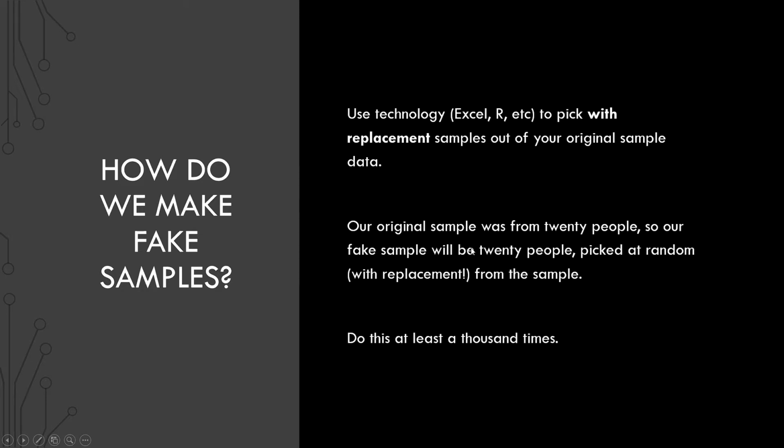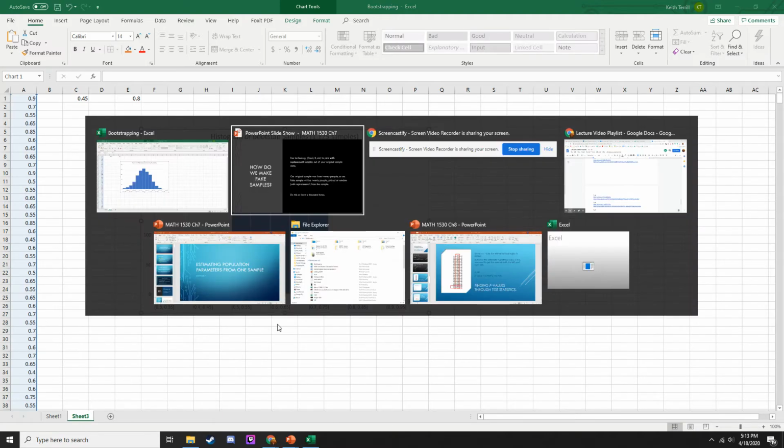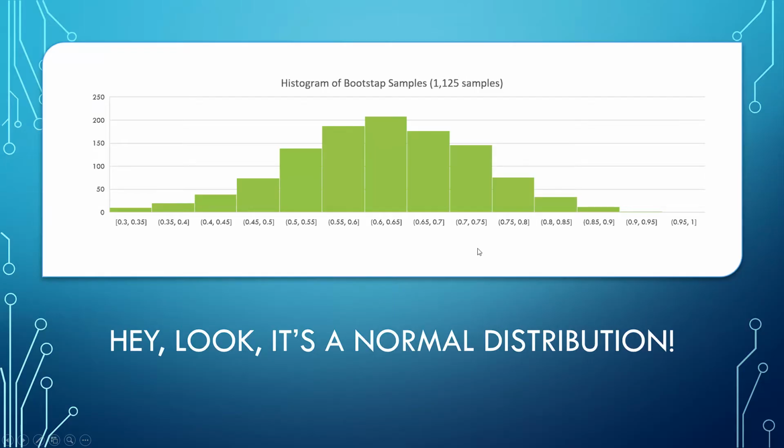And then with about 1,000, at least 1,000 fake samples, you can start building what will end up looking like a normal curve. We actually end up building a normal curve out of all of this. So that's pretty cool. And yeah, it's a normal distribution. And it's going to work out to be centered on the mean we got for our actual real sample. Because if 13 people have brown eyes, that's 65%. 13 out of 20 is 65%. Lo and behold, 65% corresponds to the peak and the center of this normal distribution.